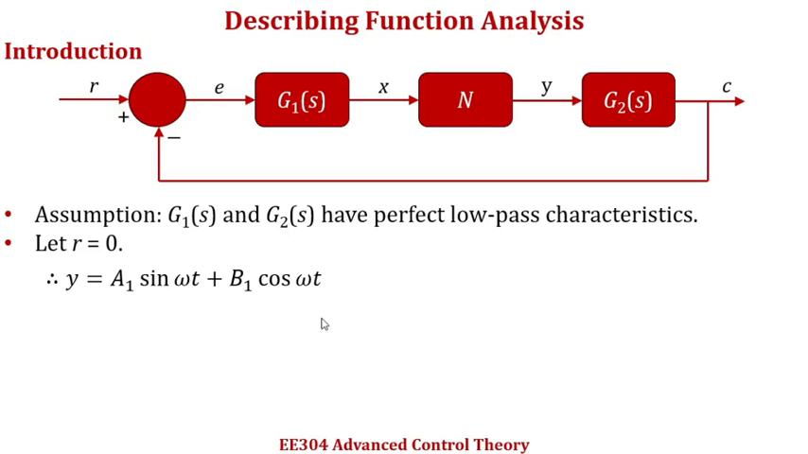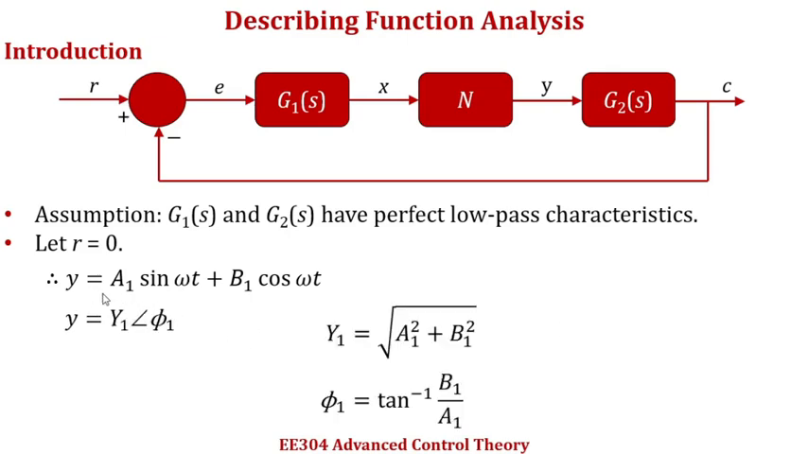So with that, if all the higher order frequency signals are attenuated, rather we put it to be equal to 0, such that the output y can now be represented as the summation of two terms which are periodic and has the fundamental frequency omega. Based on this expression, we can write y in the polar form as y1 angle phi 1, where y1 is the root of a1 square plus b1 square, and phi 1 can be determined by taking the tan inverse of b1 by a1.